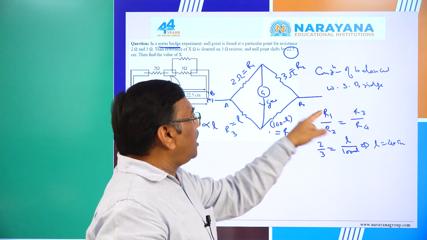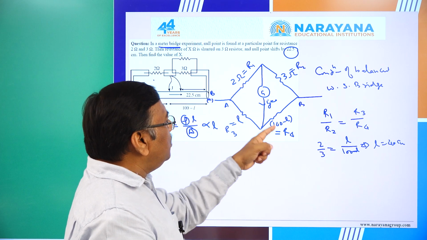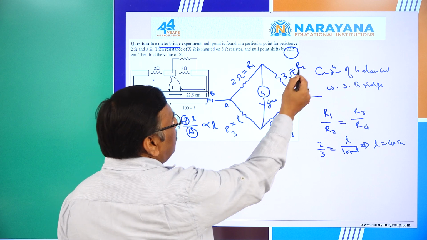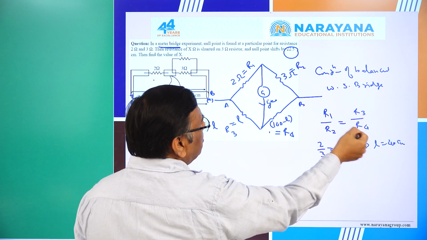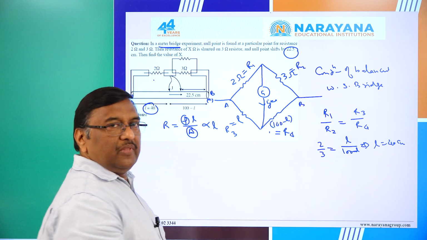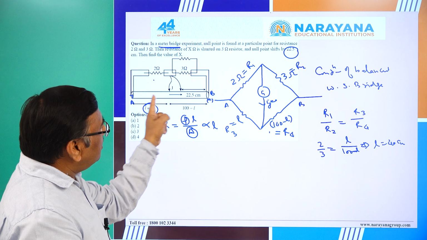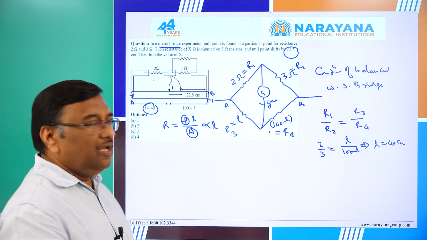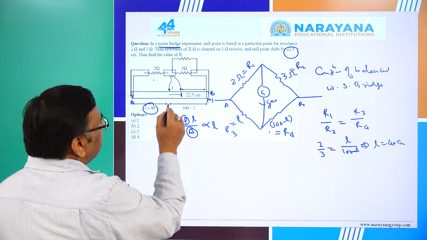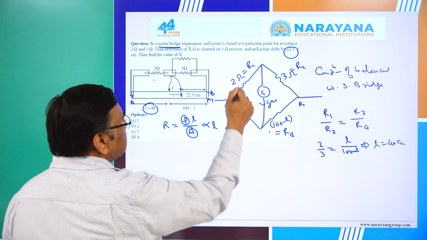to get my balance condition satisfied. That is R1 upon R2, this resistance and this resistance, as you are saying R1 and R2. So what you have to do? You have to make R1 upon R2 as R3 upon R4. I am decreasing my R2, so I have to decrease my R4 as well. If R4 is decreasing, that means this point should be shifted towards the right hand side direction. If it is shifted towards the right, how much is my L1 and how much is my L2 now under the second condition.